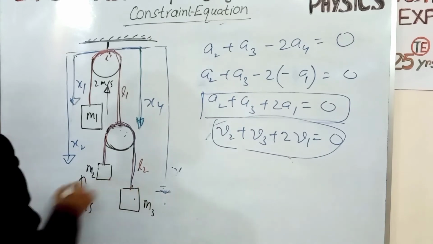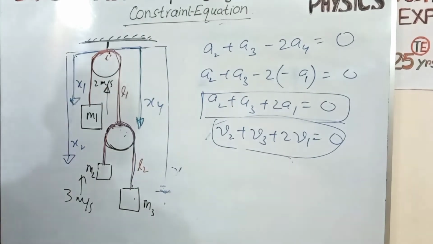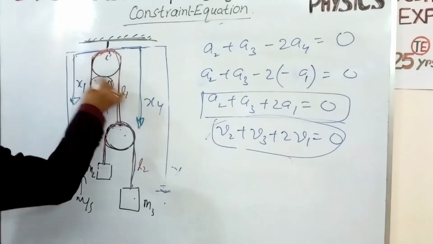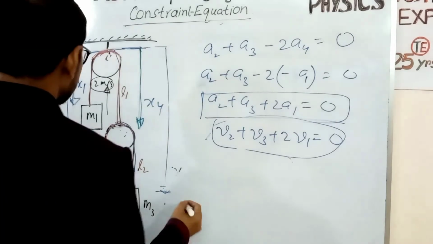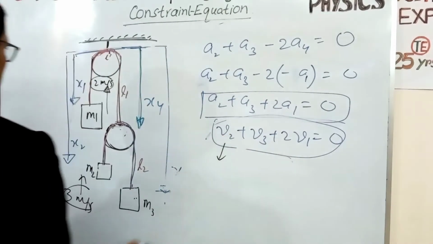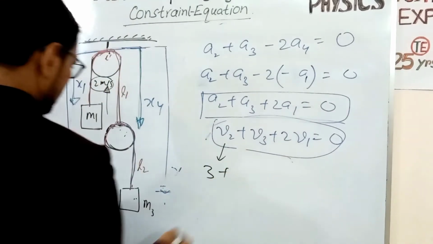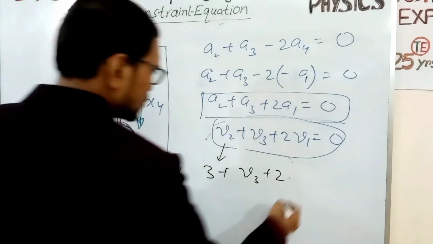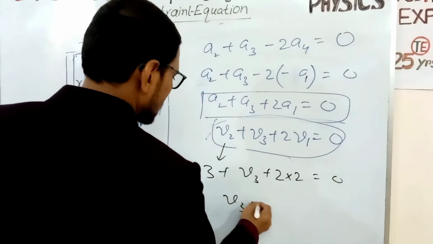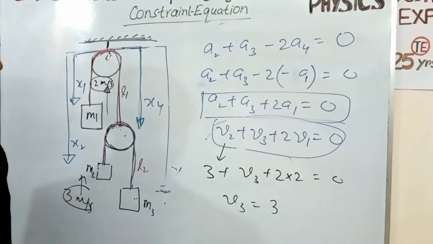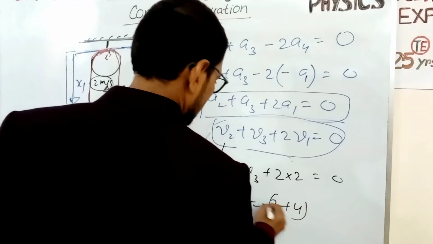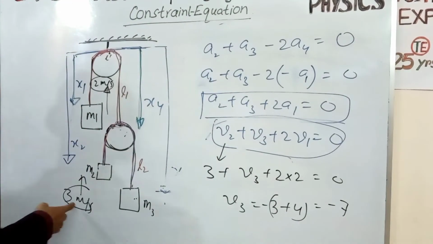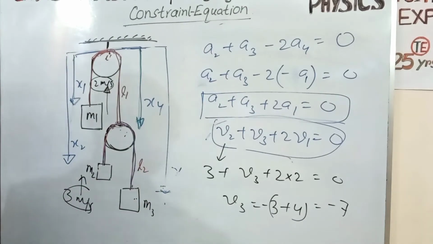What is the velocity of this block? Suppose this block and this block move upward with velocity this and this. What is the velocity of this block? So if we put here v2 equal to 3 and v3 equal to 2, we get v3 equal to minus 7. That is, if the two blocks move upward with velocity this and this, then this block moves downward with this velocity.